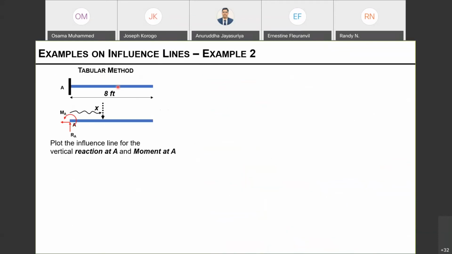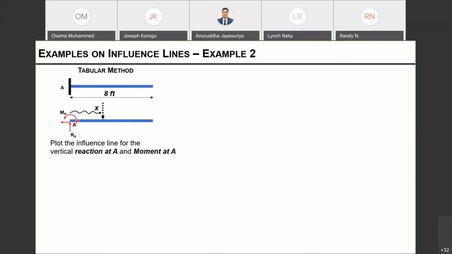Okay, so now let's take a look at this example. Here we have a cantilever beam fixed at A. This is a free end. Length is 8 feet, right? So I'm going to run a unit load from A to the free end. Then we need to plot the influence line for the vertical reaction at A and the moment at A. So we need to construct 2 influence lines.